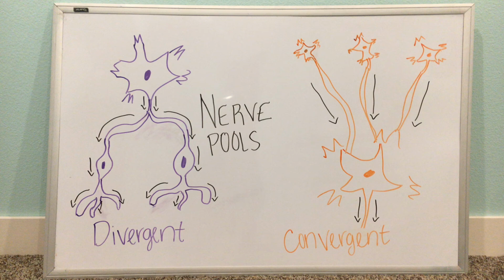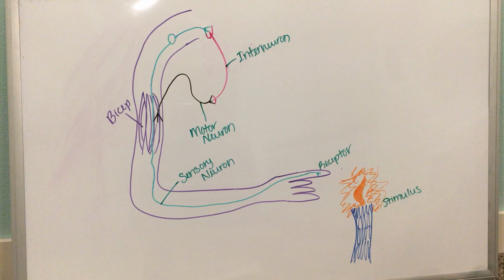Nerve pools are how neurons are connected and organized. There are two types, convergent and divergent. Convergent is when multiple sources provide information for one source. Divergent is when one source provides information for multiple sources. Between each type of neuron, there can be different nerve pools going on. Finally, let's piece all this together through a reflex arc.